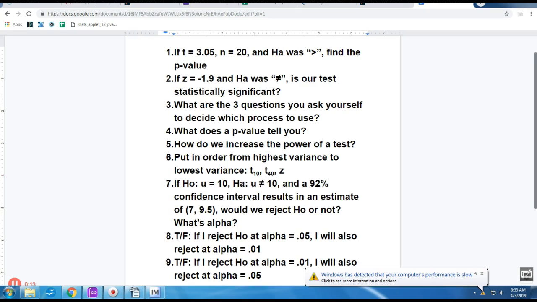Really good roller coaster. Really weird day. Are we still looking at these, or are we ready to go over them, or are we still going through them? Okay. Probably go to number 6.